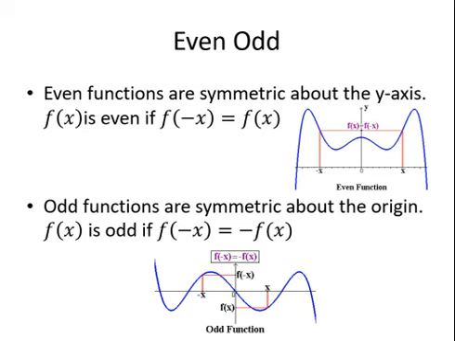y equals x is an easy one. Sine x is an easy one. Those are symmetrical around the origin, meaning they're odd. So that's an odd function. So that's your even and your odd functions. And you could also have a function that's neither of them. y equals 3x plus 4 is not even or odd.